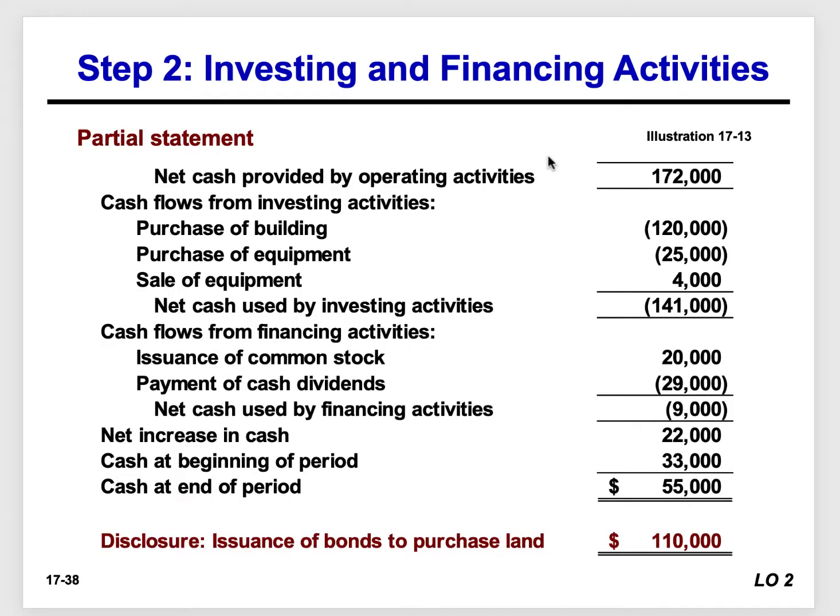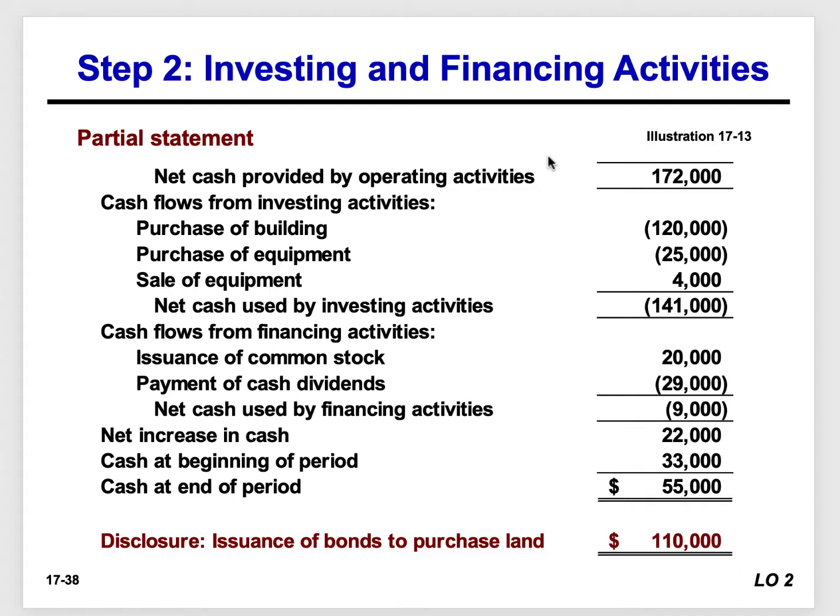Okay. So here is the remainder of the investing and financing activities sections of the statement of cash flow. So notice here in the example, we start off with, hey, here's the net cash that's provided by operating activities, and then we flow right into, no pun intended, we move into cash flow from investing activities. Did we buy land? Yep, we bought a building, $120,000. Did we purchase equipment? Yup, $25,000. Oh, we sold some equipment, $4,000.